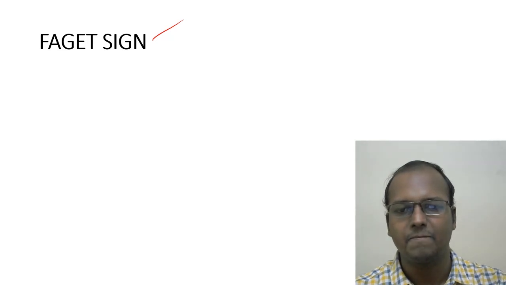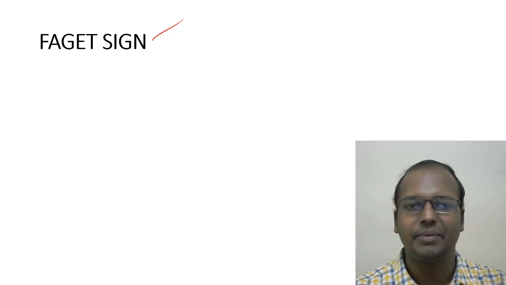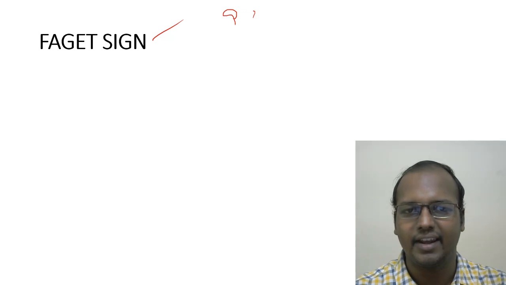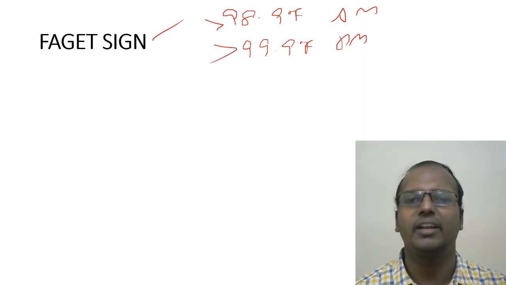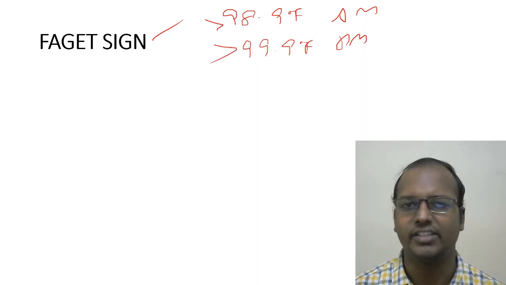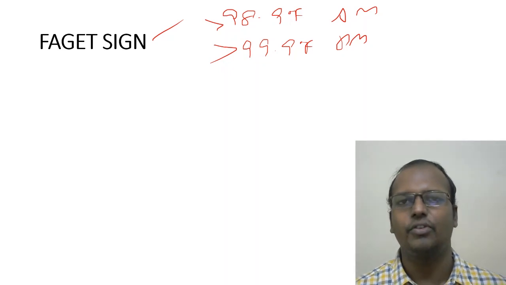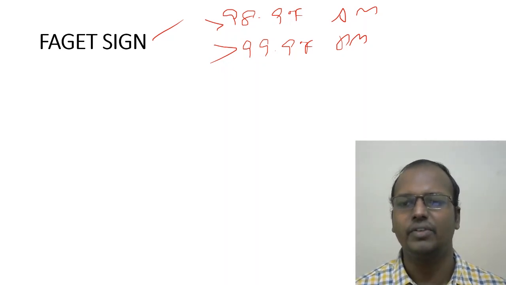Before going further, I would like to ask one question. What is fever? What is the temperature cutoff? It is 98.9 degrees Fahrenheit in the AM and 99.9 degrees Fahrenheit in the PM. More than 98.9 degrees Fahrenheit in the AM, more than 99.9 degrees Fahrenheit in the PM, because of the cortisol change, the diurnal change. This is the cutoff for telling a patient that you have fever.